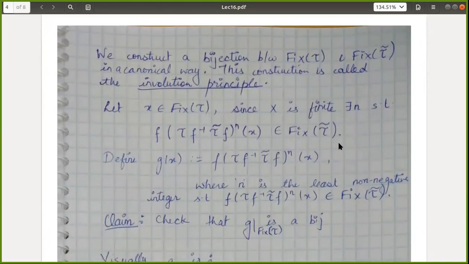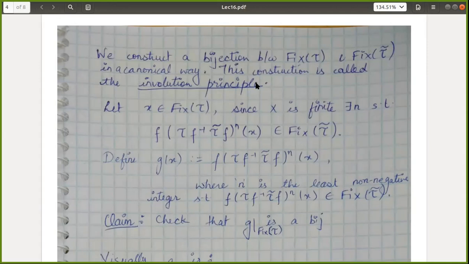So to construct this bijection between these two sets, we are going to do this in a very canonical way. And this particular way of constructing such a bijection is called an involution principle. What it really does is that you start with a fixed point of tau, and then, as obvious as it may sound, you have to send it to some fixed point of tau tilde, right? Which fixed point it should be sent to is what you have to figure out.